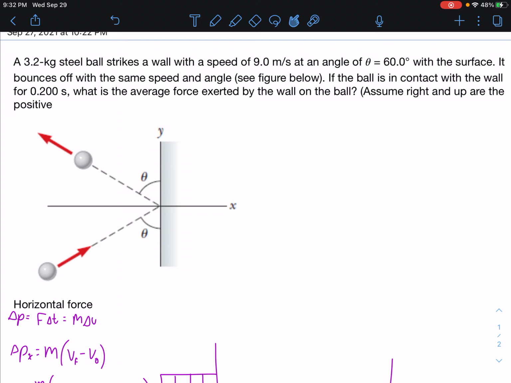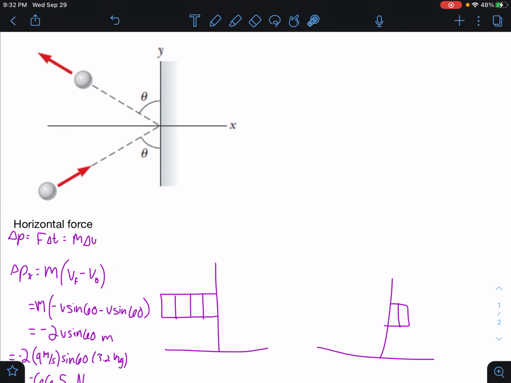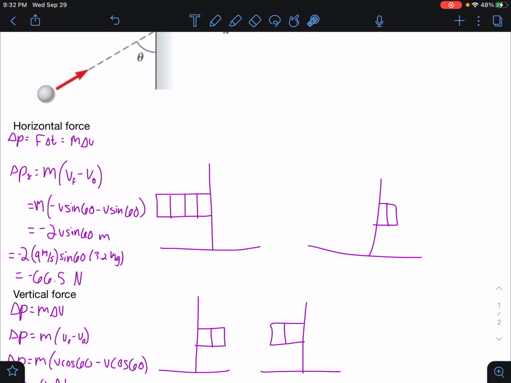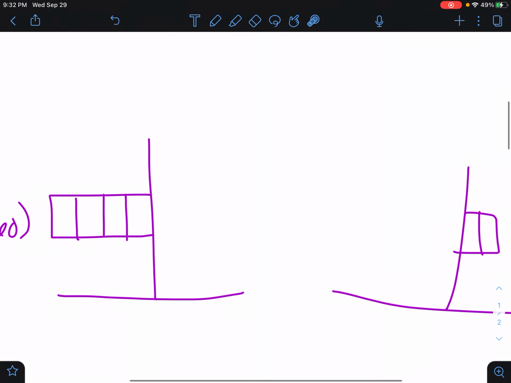we have to break it into the horizontal and vertical components. So, that's like the two parts of this question. We have our horizontal force. Here are our horizontal momentum bar graphs. Notice that momentum is not conserved because there's a force acting on the ball. And that's like what we're looking for. And it'll make more sense when I get into the math.